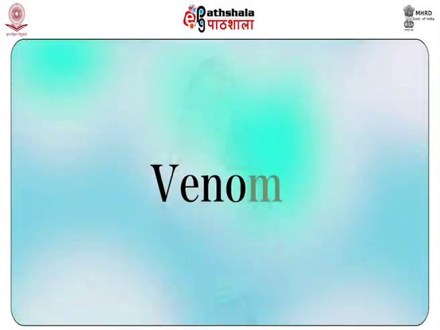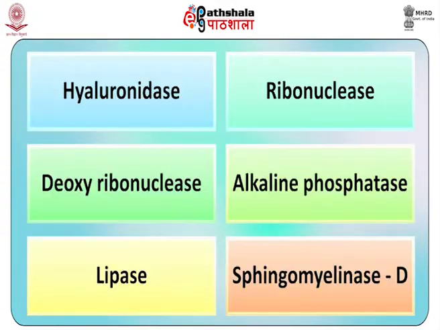Next, the venom. The venom of brown recluse is cytotoxic and consists of several toxic components including hyaluronidase, ribonuclease, deoxyribonuclease, alkaline phosphatase, lipase, and sphingomyelinase D. The last mentioned is the main constituent which is responsible for tissue destruction.